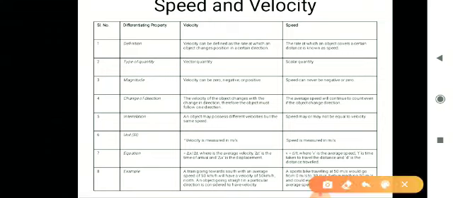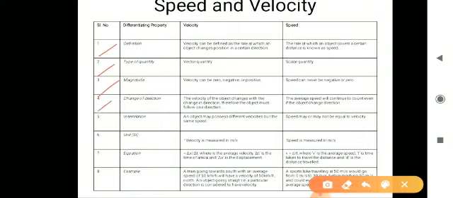So first, definition. Velocity can be defined as the rate at which the object changes position in a certain direction. Speed, the rate at which an object covers a certain distance, is known as speed. Second, type of quantity. Velocity, vector quantity, speed, scalar quantity. Magnitude, velocity can be 0, negative or positive. Speed can never be negative or 0.